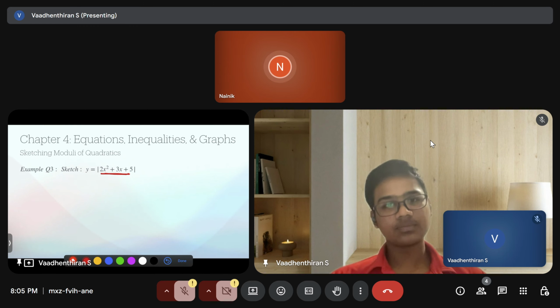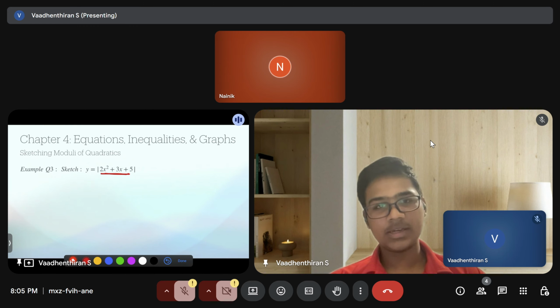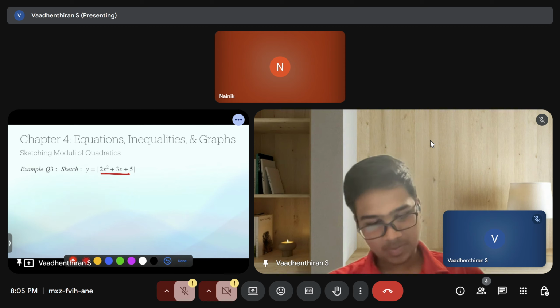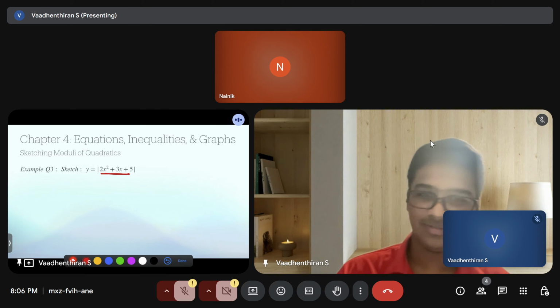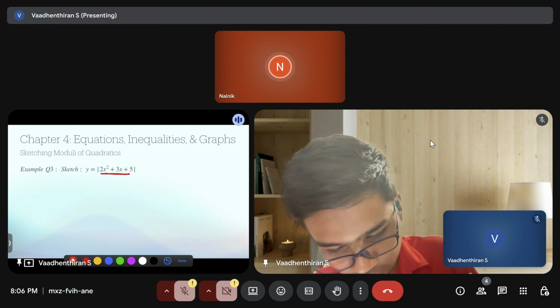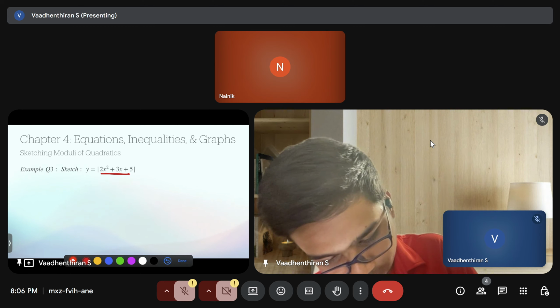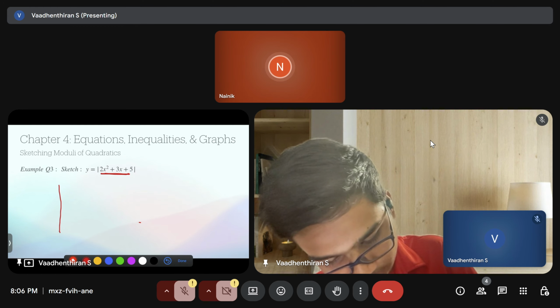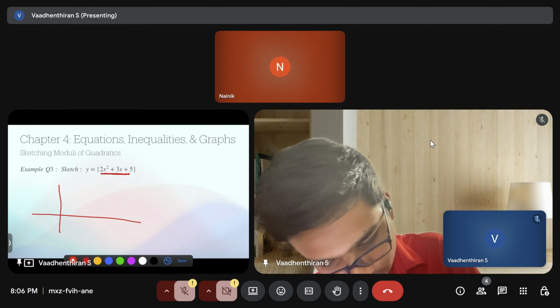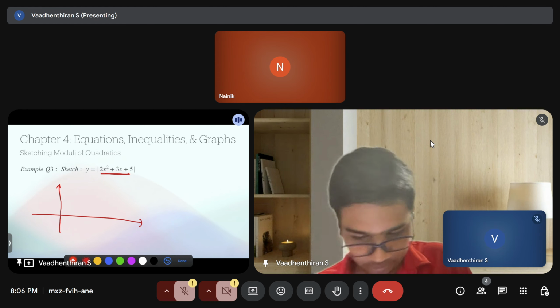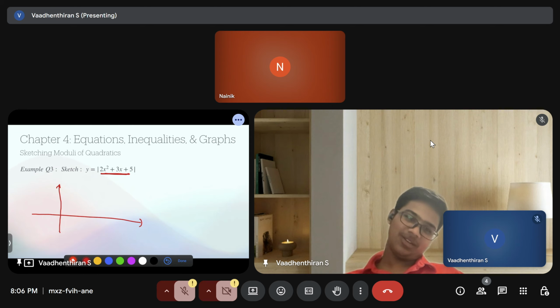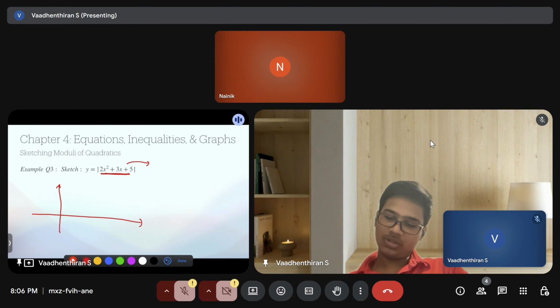I'll just have to sketch this and then flip it. I think for this question I'll have to use a calculator if I want to make the points. What if this comes in non-calc? Then this gives you an integer root.